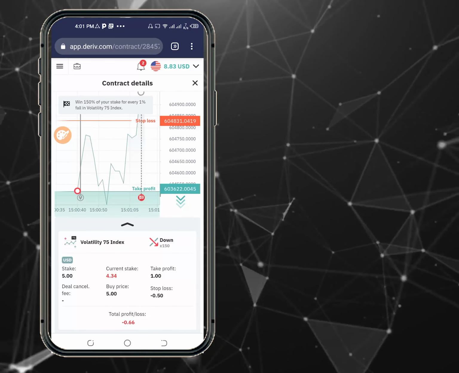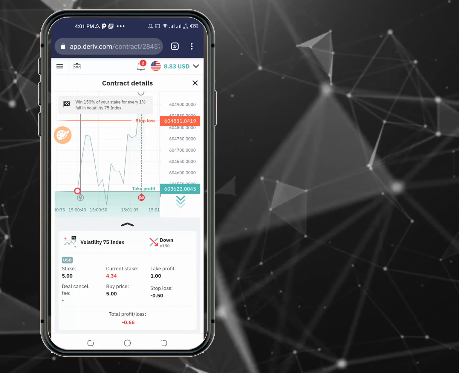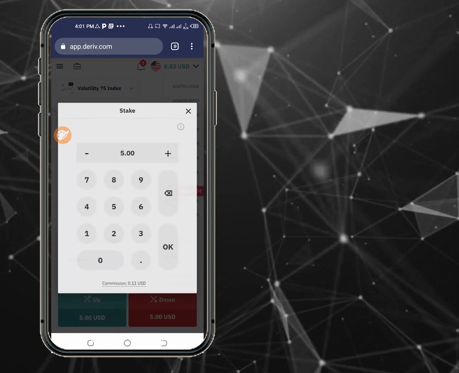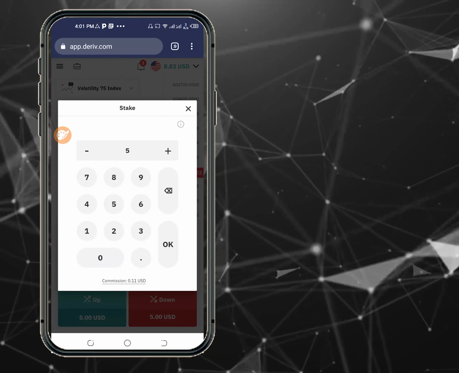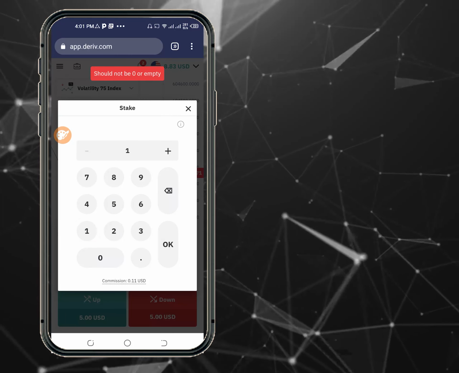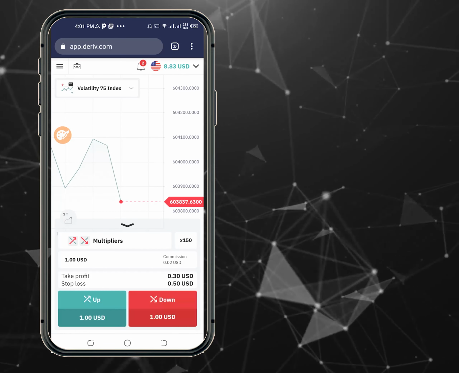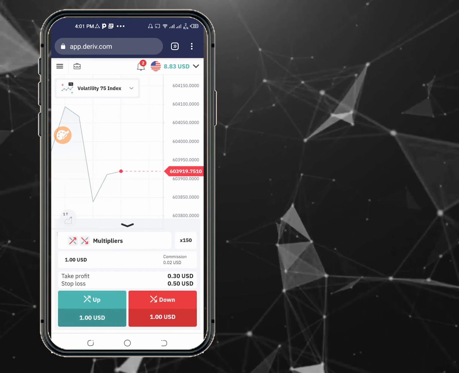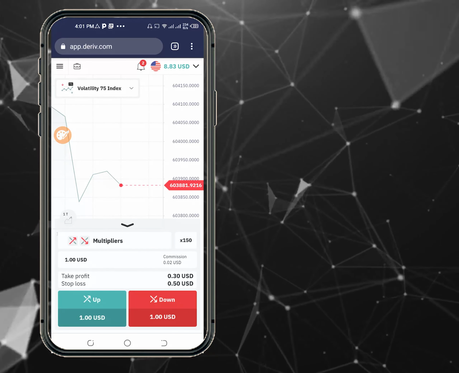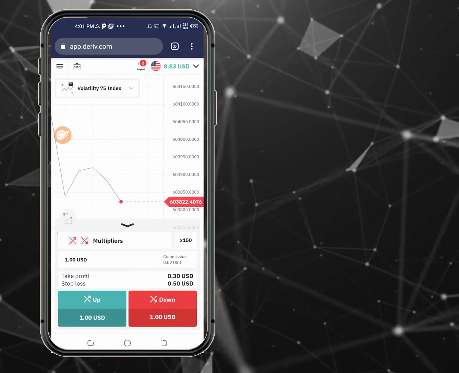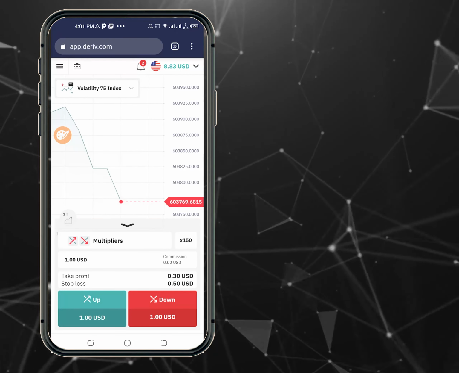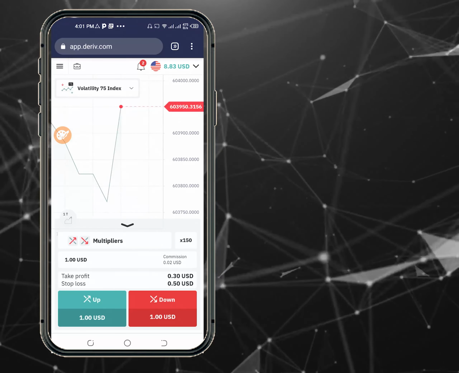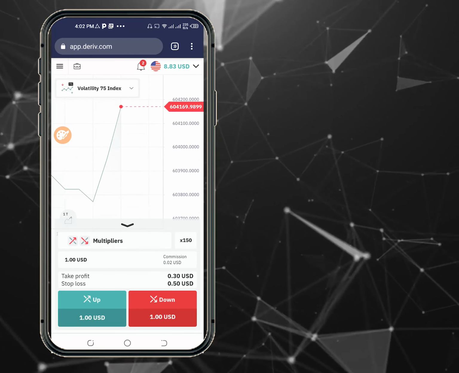So okay, I'll take one more trade, but this time around I'll be reducing my stake to just $1. Now the essence of this is consistency. If you can be consistent, even if it's $1 profit you're making every minute, in 30 minutes you'd have made over $30, and then you can rest for the day. You can make $30 every single day.